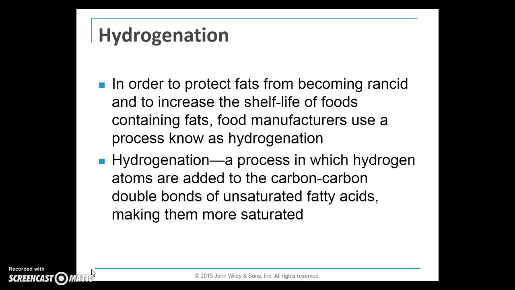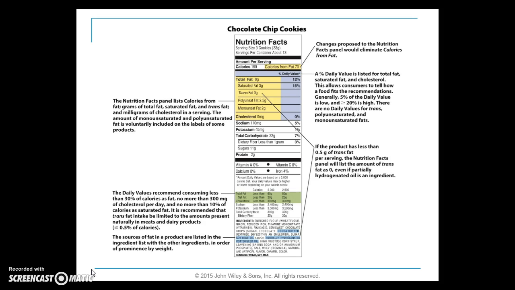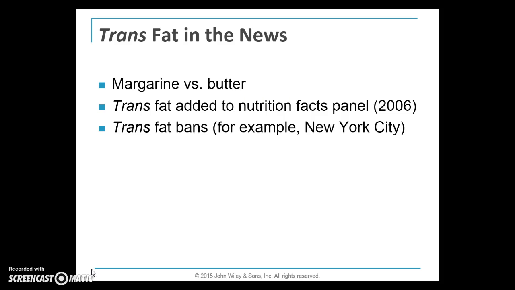Hydrogenation, important to talk about. In order to protect fats from going rancid and to increase their shelf life, food manufacturers use hydrogenated oils. This is where hydrogens are added back to the carbon-carbon double bonds in unsaturated fatty acids, making them more saturated. During this process, the hydrogenation is where they become trans fats. Now trans fats are on the labels. We're looking for them. They're not healthy. They do contribute to heart disease, so it's important to understand that.